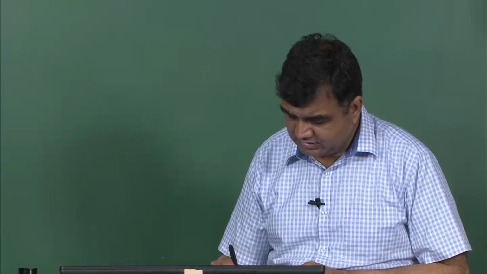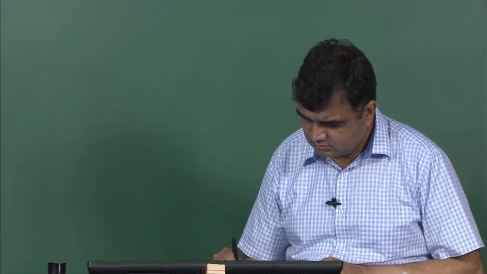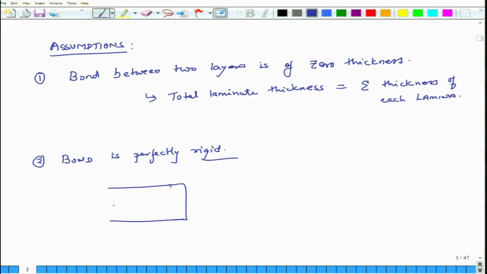I'll actually draw a picture. Suppose there is a laminate which has 2 layers only, and if the bond is perfectly rigid, then when it bends, this edge will remain straight. So, this is the deformed laminate. Suppose I want to bend this laminate, then this edge remains straight, and this angle also remains at 90 degrees. So, this is when you have a perfectly rigid bond.